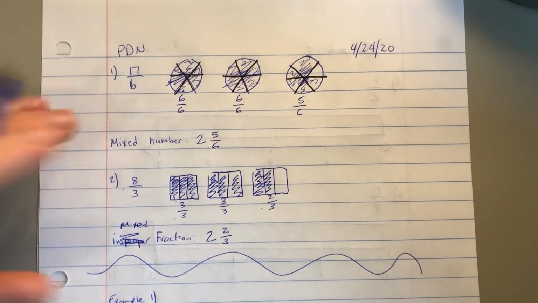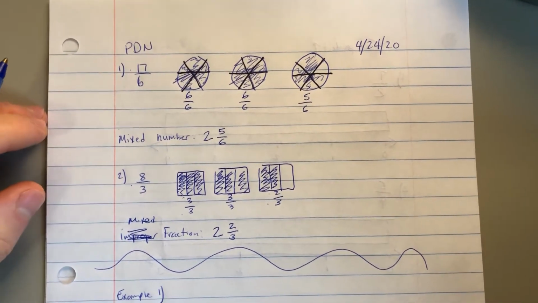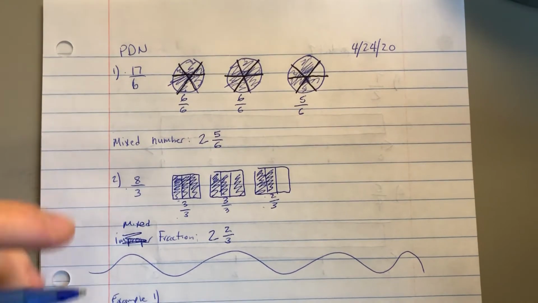Now we're going to shoot our shot putting mixed numbers and improper fractions onto number lines.